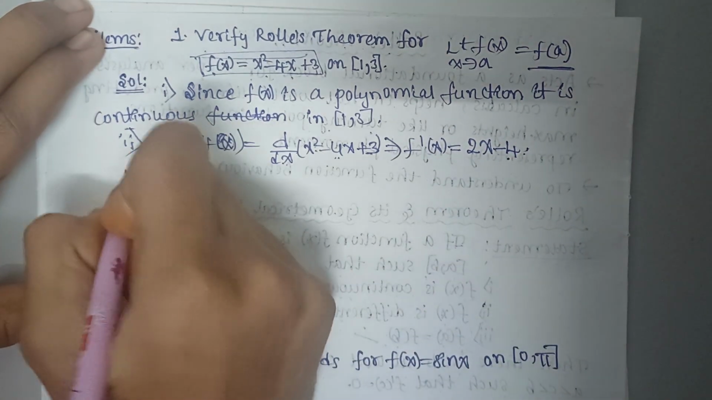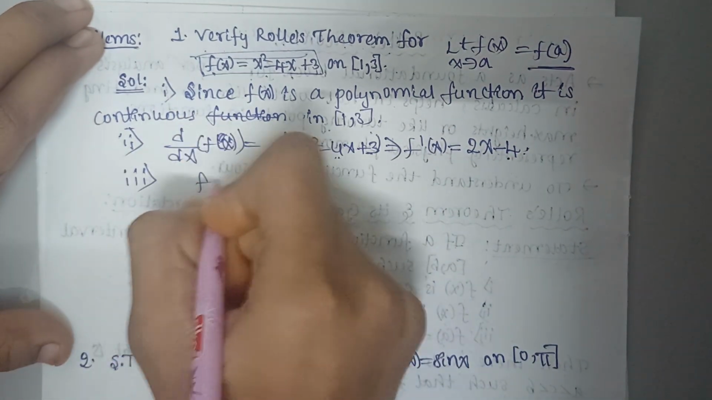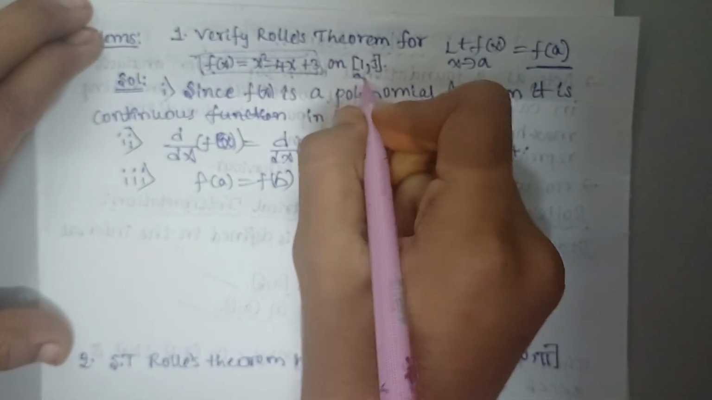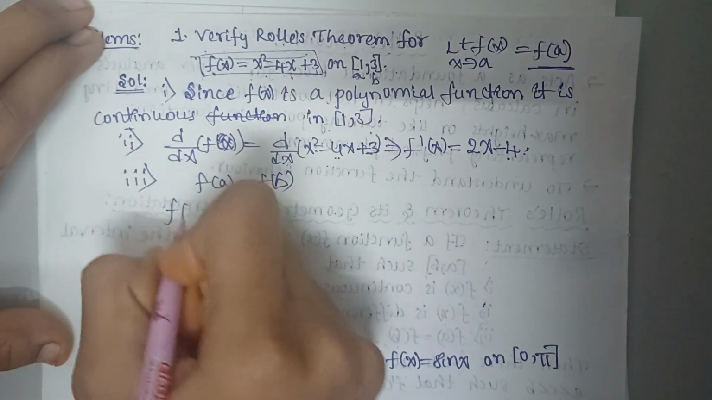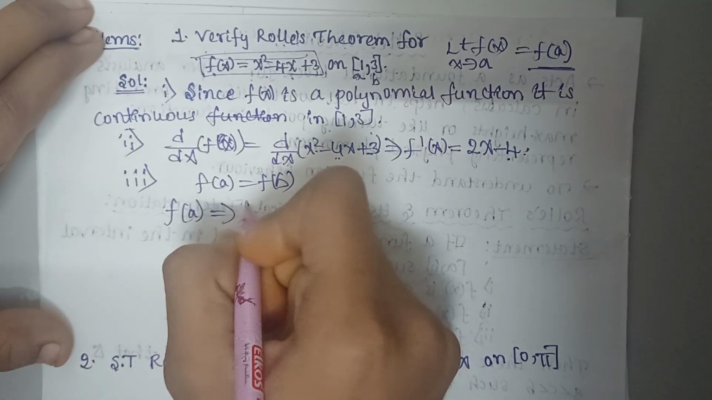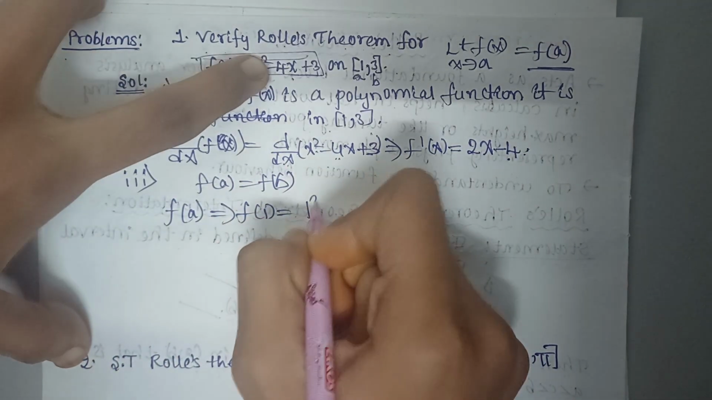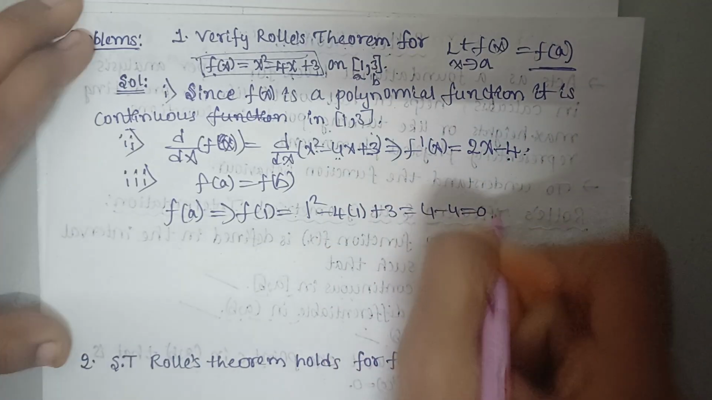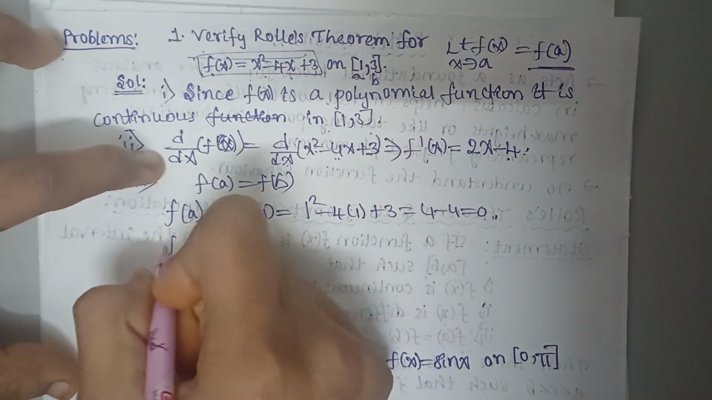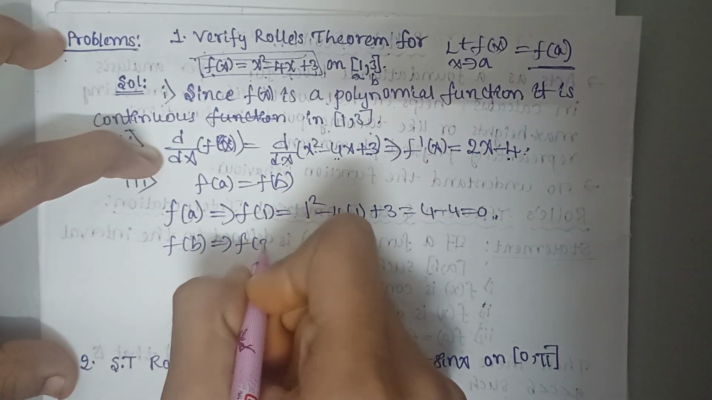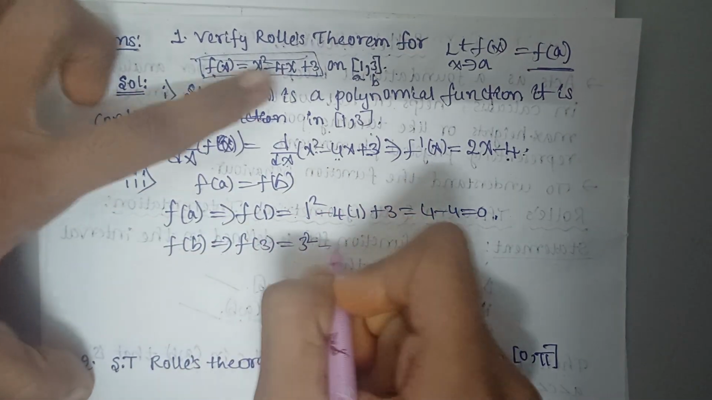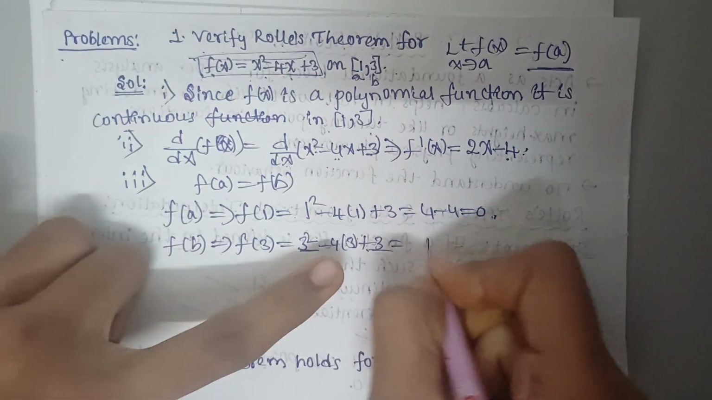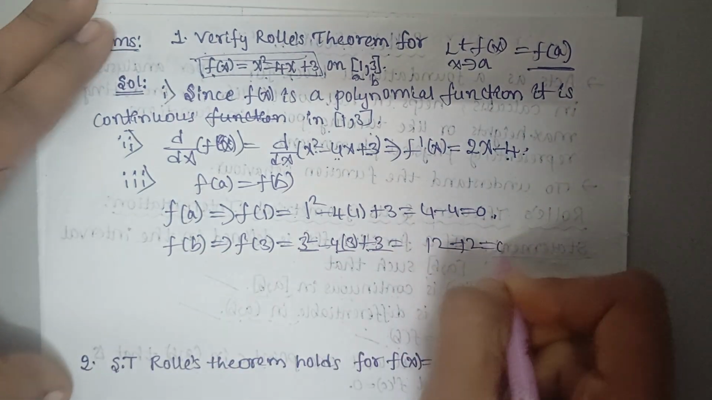Our third condition is f of a should be equal to f of b. Here a is 1 and b is 3. Now f of a, that is f of 1, is 1 square minus 4 into 1 plus 3, which is 4 minus 4, equal to 0. And f of b, which is f of 3, is 3 square minus 4 into 3 plus 3, which is 9 plus 3, 12, minus 4 into 3, 12, which is 0.